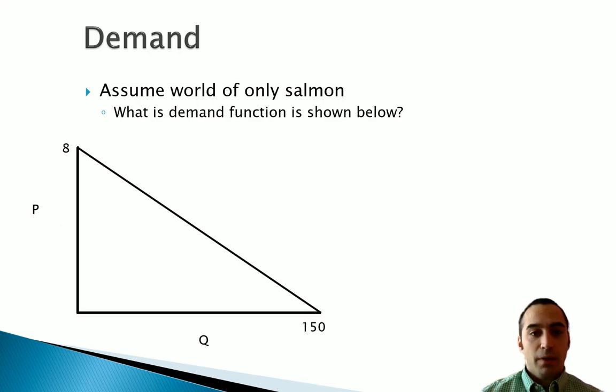The other thing you could do is try to work in reverse. Here is a different graph of the demand for salmon fish. What demand function does it show? The first thing I would note is that if my price is 0, I demand 150 salmon fish. So I know that the x-intercept is 150.